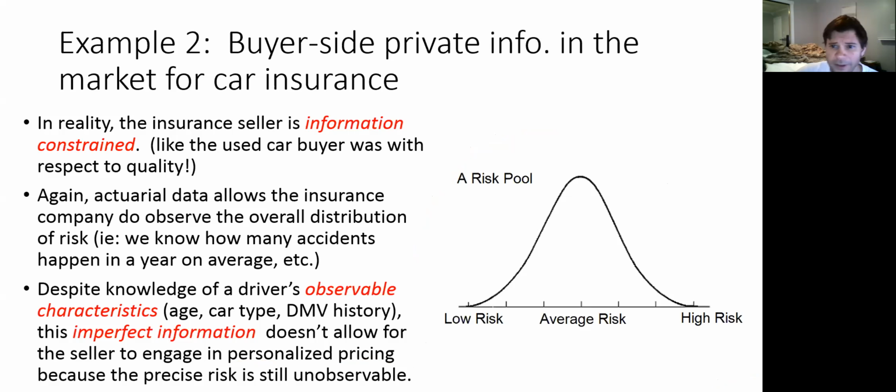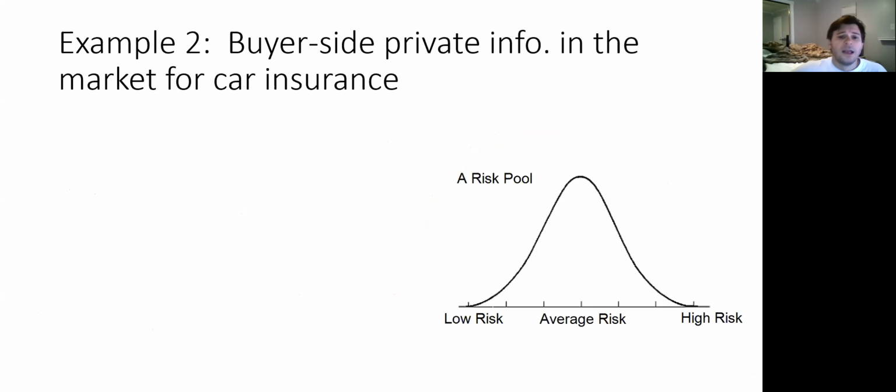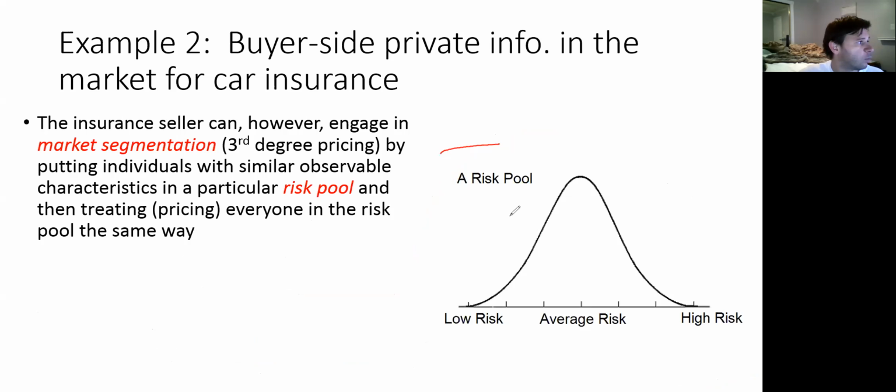Here's a scenario that we want to think about now. The seller can't break everybody down individually and identify them individually according to their risk types. But what they can do is group people that have similar observable features into what is called a risk pool. And within this risk pool, we will again have high risk individuals to the right, and lower risk individuals to the left for a given risk pool.